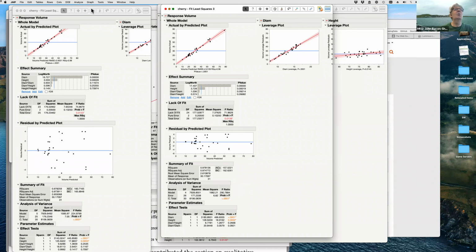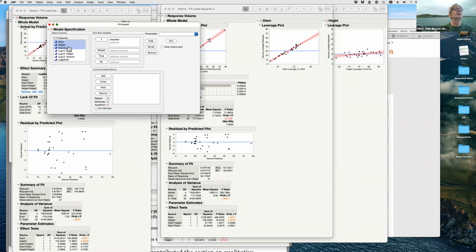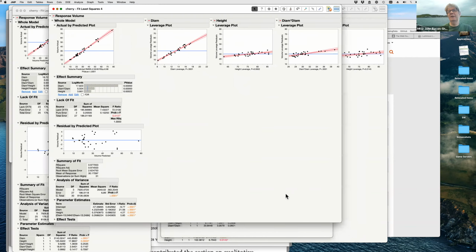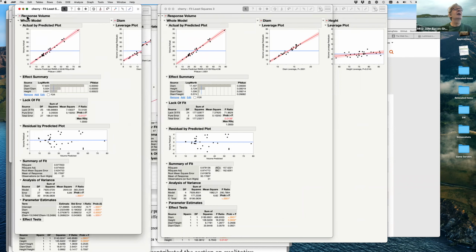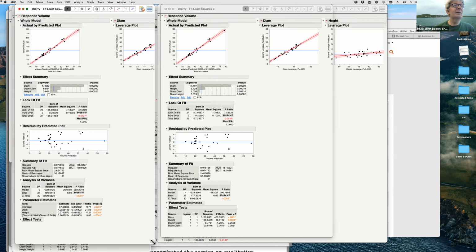So we can even try one more. Let's try it with just diameter squared added in. So for volume, again, we're going to put diameter and height, and we're going to add diameter squared in here. And if we look at this one, how does this one work? So again, I'm going to add in AIC and BIC. And you can see the AIC and BIC are even better now.